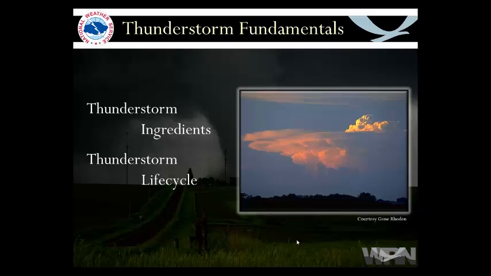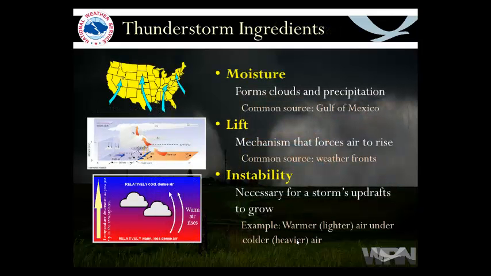Thunderstorm fundamentals: we'll look at thunderstorm ingredients and the thunderstorm life cycle. Regarding ingredients, several things are needed to form thunderstorms, and three of those things are moisture, lift, and instability. Moisture is an obvious requirement that's needed to form clouds and precipitation. This moisture source for Iowa often comes from persistent southerly winds and the Gulf of Mexico.